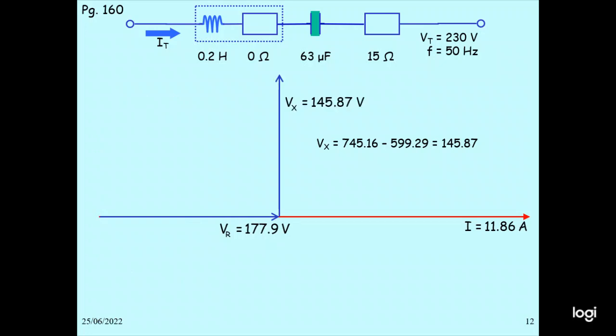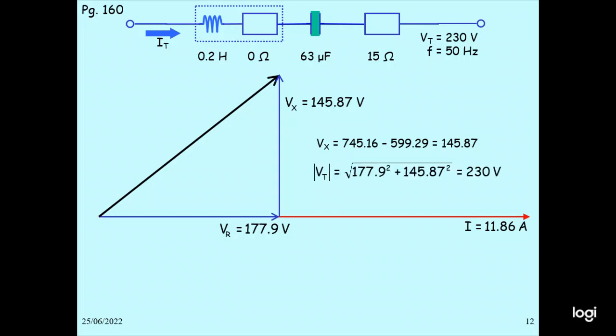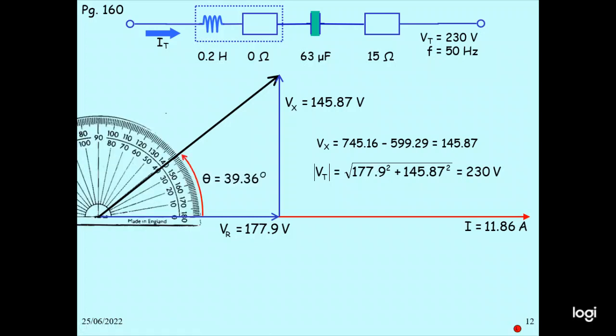VL minus VC is 745.16 minus 599.29, you get 145.87. So this is vertical 145.87. Then this voltage will be the voltage target. So this target will be the resultant voltage. V equals square root of 177.9 square plus 145.87 whole square, you get 230 volt. This is the way we got it. So this angle you can measure by the protractor. You can see theta is 39.36 degrees.